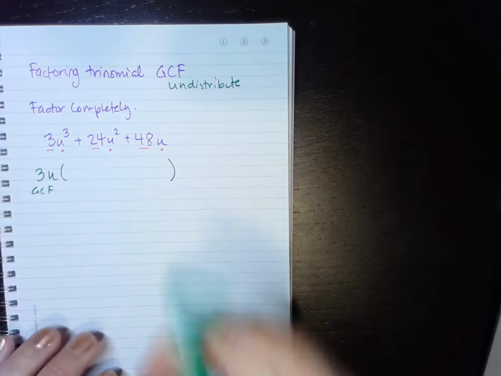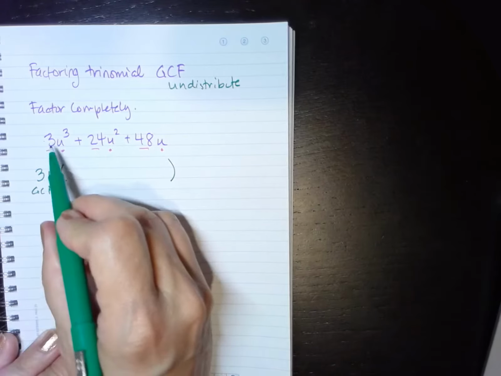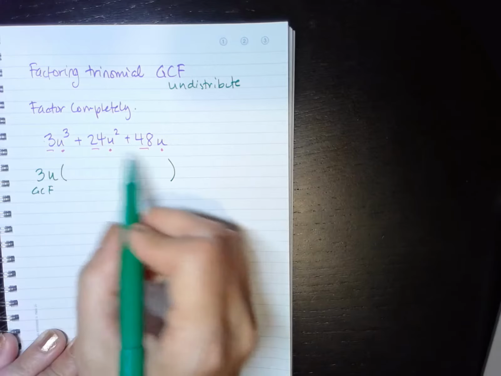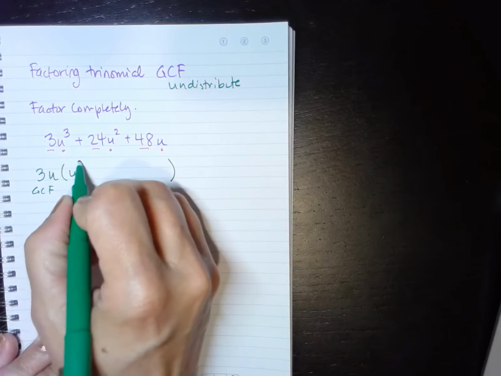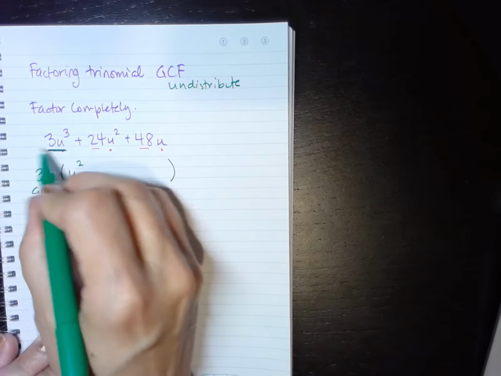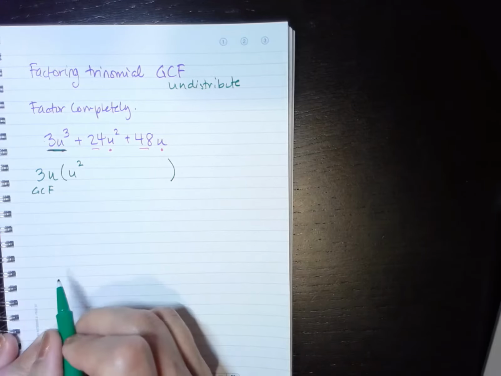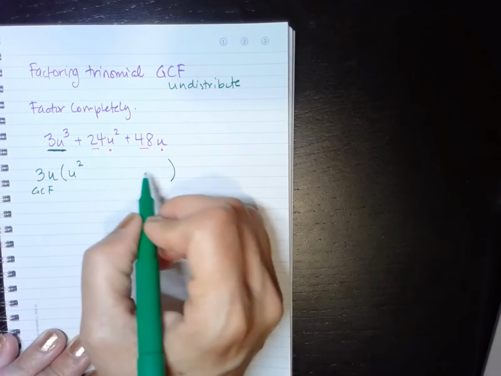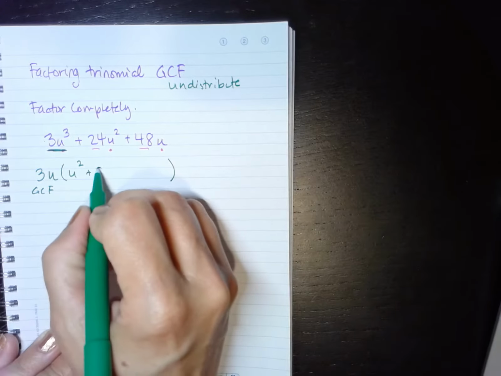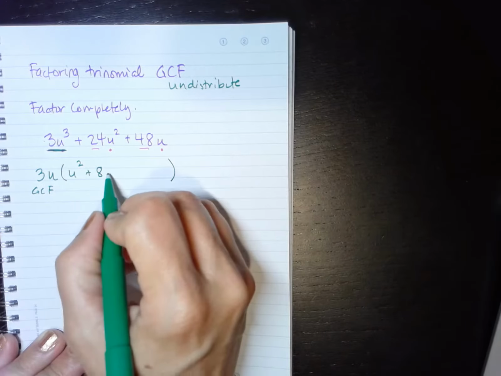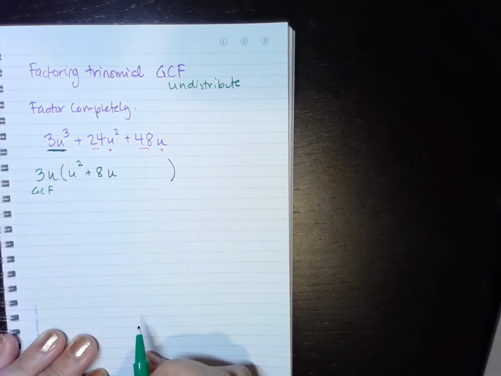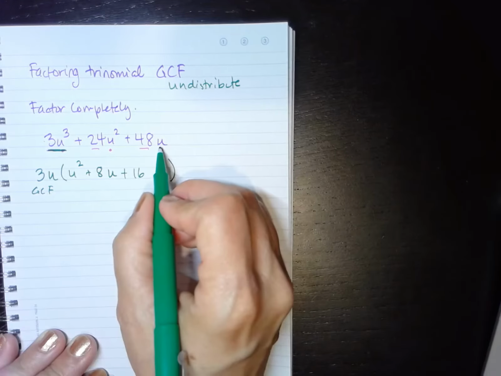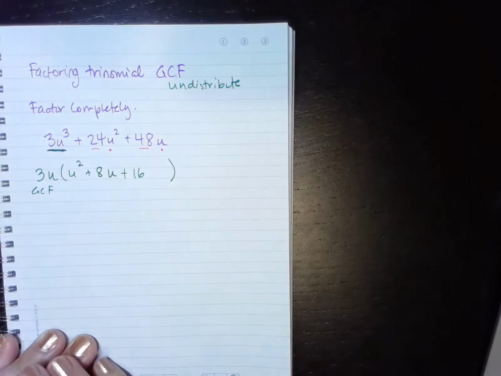And so what I'm left with in the parentheses would be taking this original polynomial and dividing everyone by 3u. I like to think of it in terms of multiplying, so I would need a u squared here in order to get this first term back, 3u to the third, because 3u times u squared is 3u to the third. Okay, so I think of multiplication. You can divide if you want, or you can think of multiplication. So 3 times 8 is 24. I've got 1u, but I need a u squared. That means I need an extra u. And then 3 times 16 is 48. I've got 1u, I only needed 1u. So right here, I'm done.